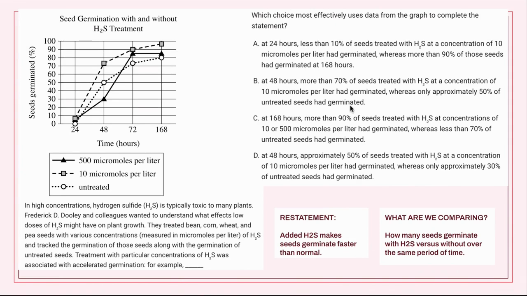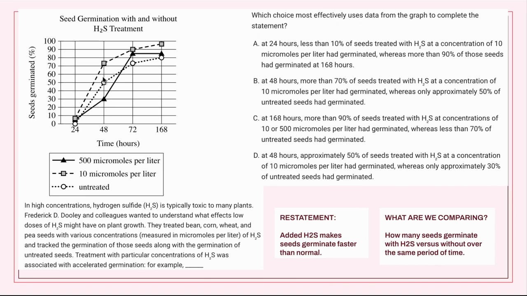Well, I kind of like this answer because we're comparing after the same amount of time, after 48 hours. For the 10 micromoles per liter, 70% of seeds germinated, but for untreated seeds, that's only 50%. So it did make it grow more. So let's see if that's actually accurate with the graph, okay?